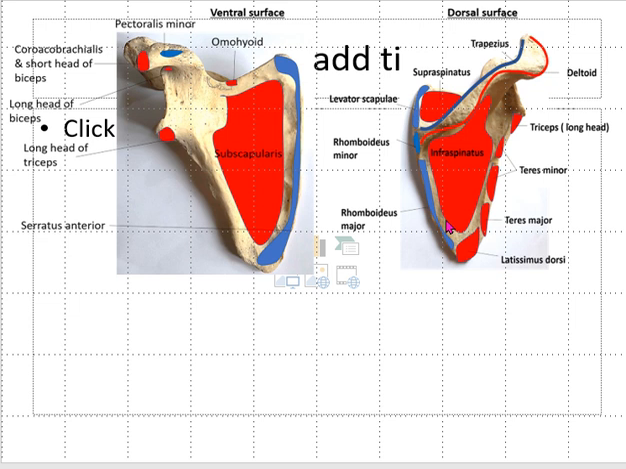Now the muscular attachment of the inferior angle, supraglenoid tubercle and infraglenoid tubercle. This is the inferior angle. Its dorsal surface provides attachment of latissimus dorsi. Supraglenoid tubercle: attachment of the long head of the biceps. Infraglenoid tubercle: long head of the triceps brachii muscle.